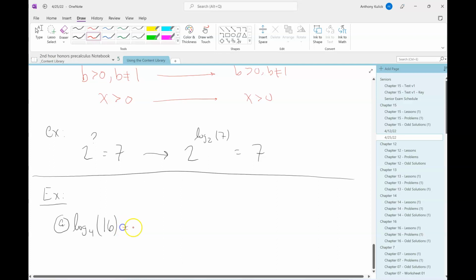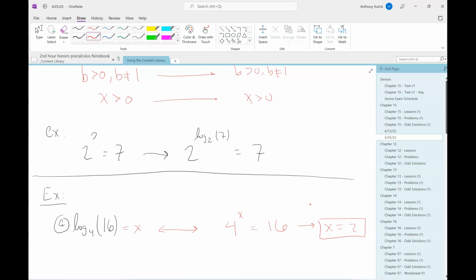So what I'm going to do is I'm going to say, okay, let's say that this is equal to x. If I use the definition of a logarithm, that allows me to write the exponential equation 4 to the x is equal to 16. Oh, so what's x? So that just says log base 4 of 16 is 2. Oh, okay. Easy enough.